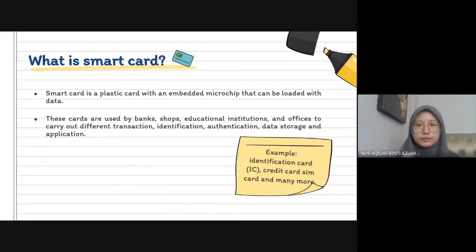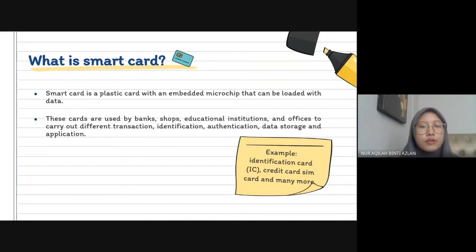Okay, first I will explain about what is smart card. Smart card is a plastic card with an embedded microchip that can be loaded with data. This card is usually used by bank, shop, educational institution, and office to carry out different transaction, identification, authentication, data storage, and application. Antara contoh smart card yang biasa kita lihat dalam kehidupan seharian kita adalah identification card iaitu IC, credit card, SIM card and many more.